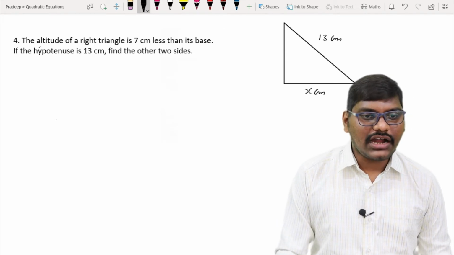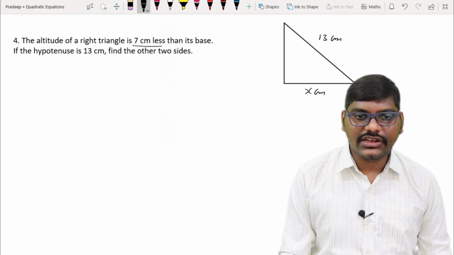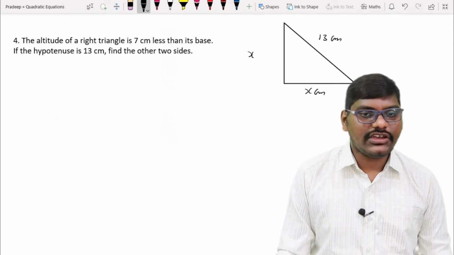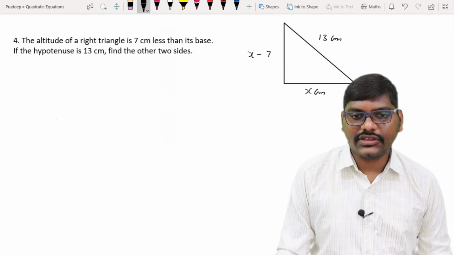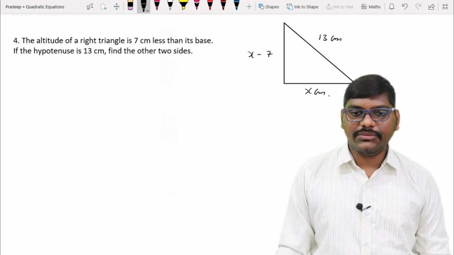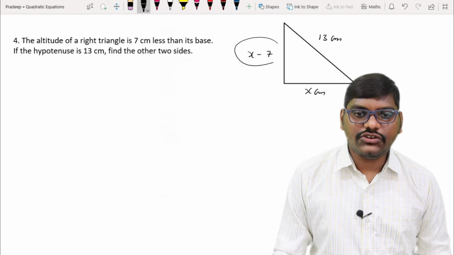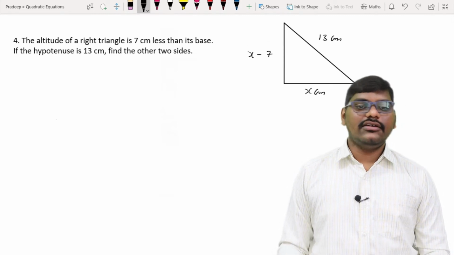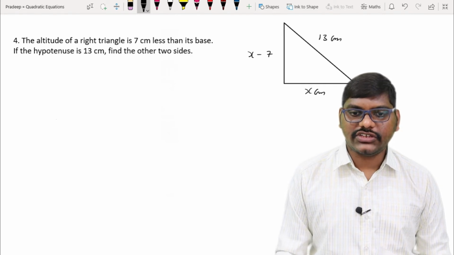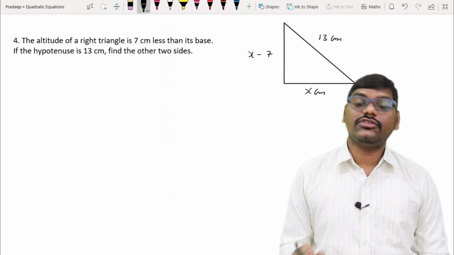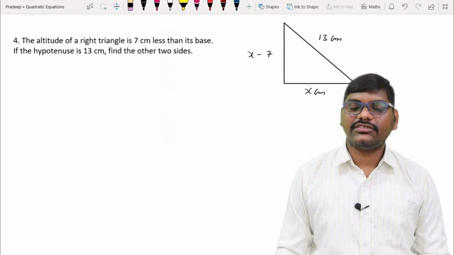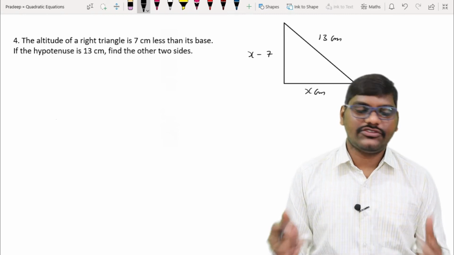But the altitude they are saying is 7 centimeter less than its base. For that reason, the base is x centimeter, so less means minus 7 centimeter. So the hypotenuse is 13 centimeter, the base is x centimeter, and this altitude is x minus 7. We have these three things, and they are asking us to find the other two sides. We should get the actual value. This base we don't know, we just took it as x, but we should find the perfect value. So let's try to do this.